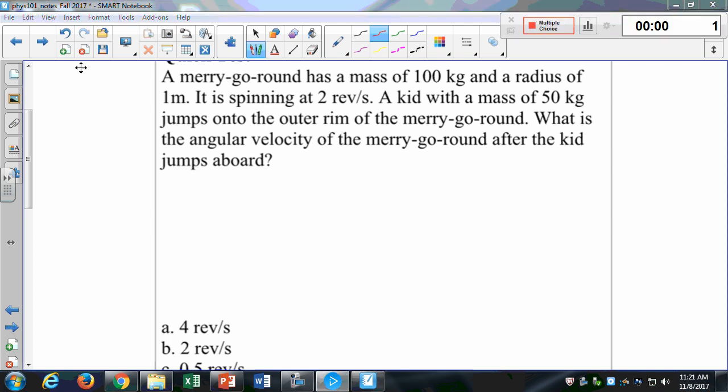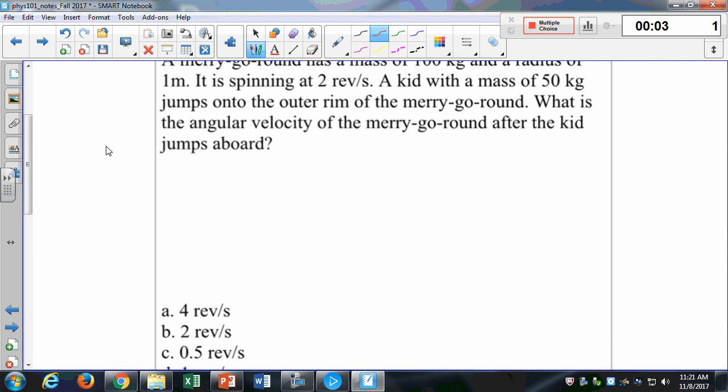Let's try this one. In this one, you have a merry-go-round, and it's spinning at a certain speed, and then you get a kid that jumps onto the edge of the merry-go-round. And so now you need to think about, how am I going to treat the moment of inertia for this system? I know how to find the moment of inertia for a merry-go-round. That's easy, right? But what if I get a kid that jumps onto the outer edge of the merry-go-round? It's spinning at 2 revolutions per second. You can probably imagine what the answer is going to be and maybe eliminate some of the possible options that I've given you.